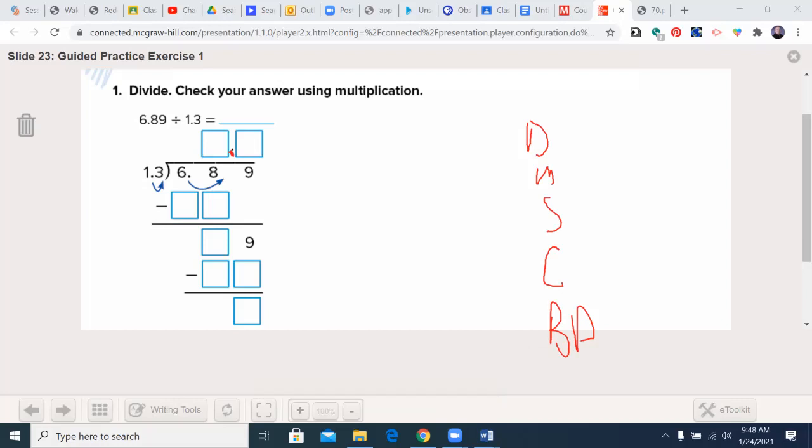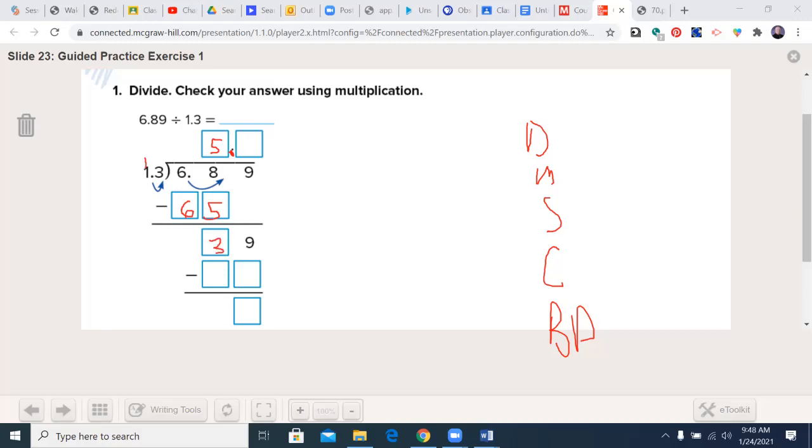13 does not go into 6. It will go into 68. And it will go in 5 times. That'll be my starting spot here. 5 times 3 is 15. Regroup. 5 times 13 is 65, so that works. I now subtract. 8 minus 5 is 3.